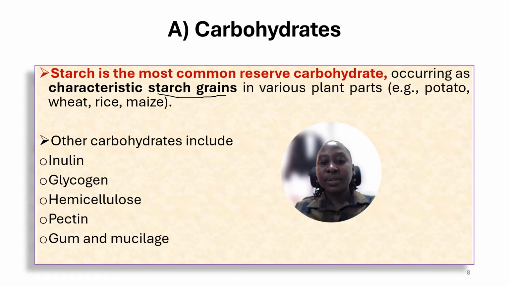And they occur in potato, wheat, rice. This is well known. Other carbohydrates include inulin, glycogen, hemicellulose, pectin, gums, and mucilage. I won't cover much of this. We shall focus more on starch grains. And if you are interested or you have something exciting about these other carbohydrates, please drop a comment, give the references for other people to follow.